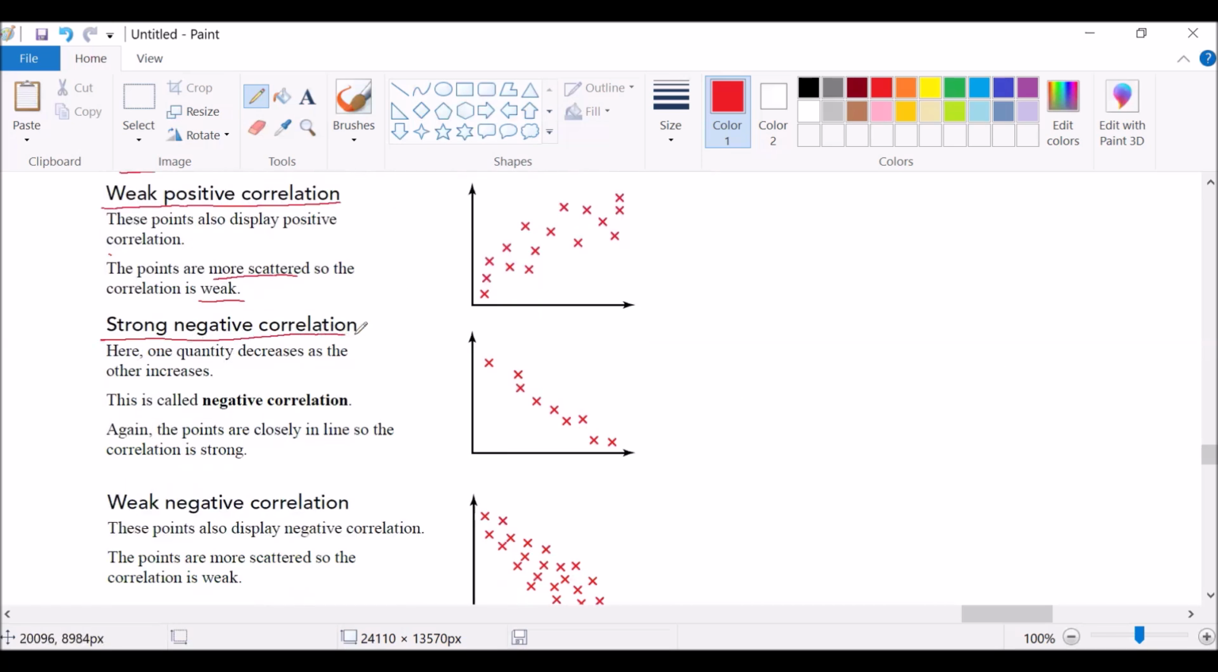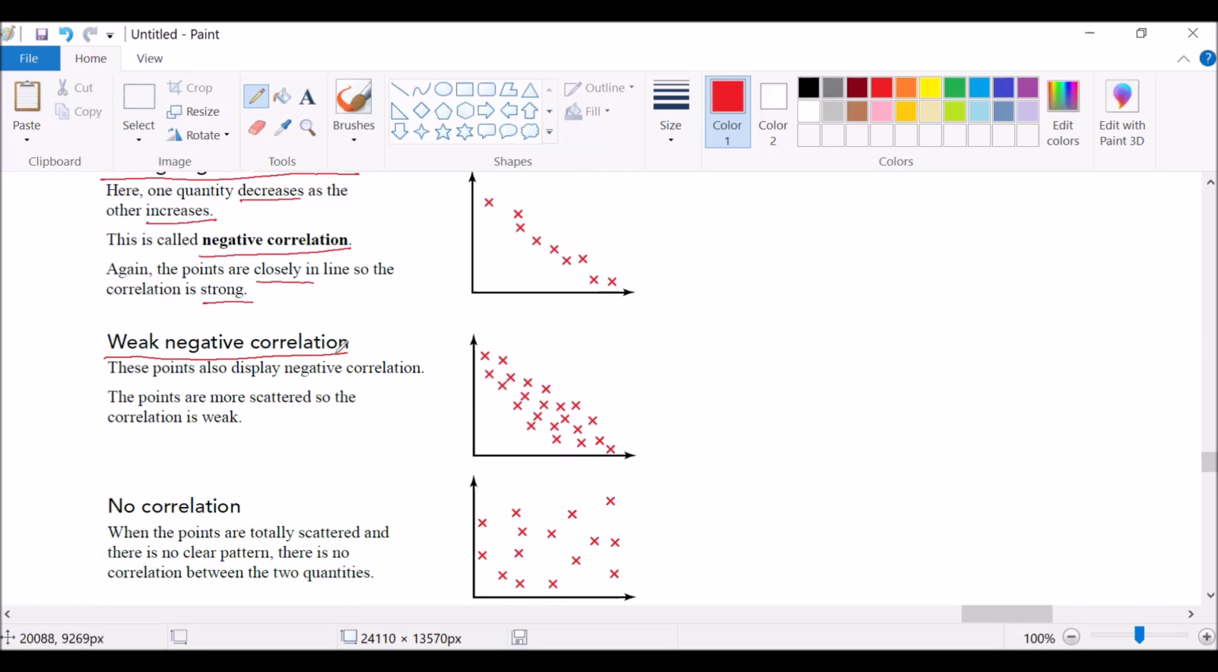Strong negative correlation. Here, one quantity decreases as the other increases. So as this quantity increases, this quantity decreases. This is called a negative correlation. Again, the points are closely in line, so the correlation is strong. So this is a strong negative correlation.